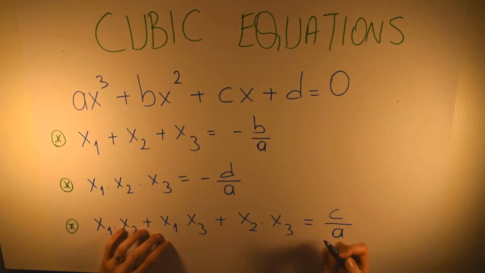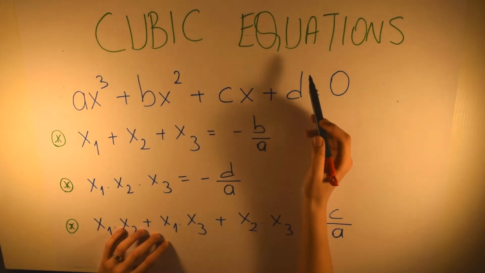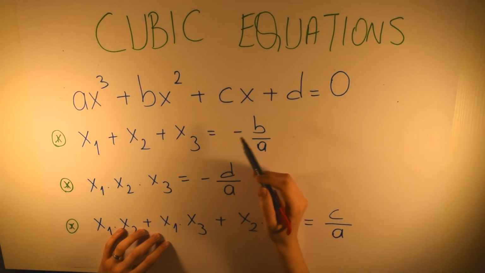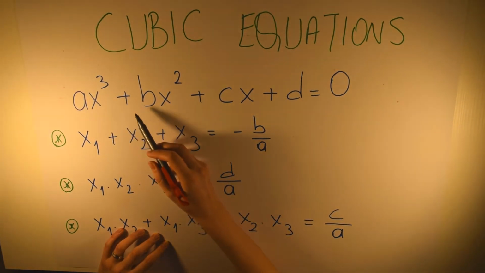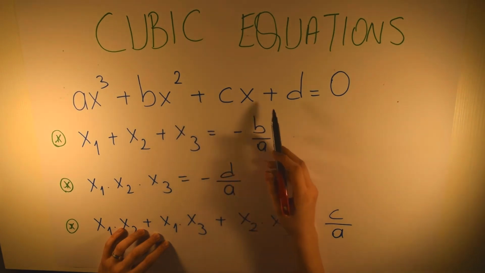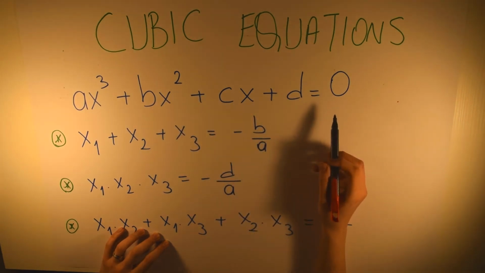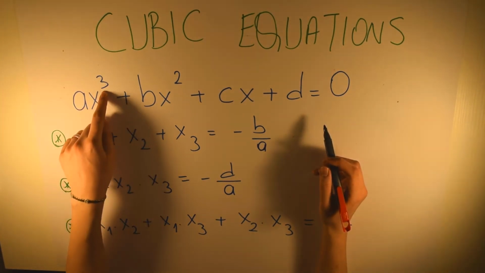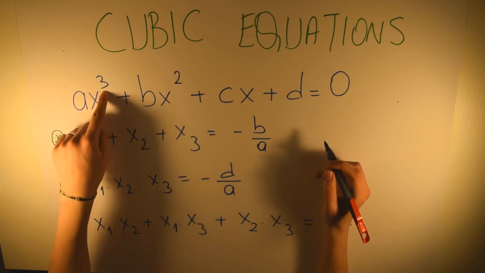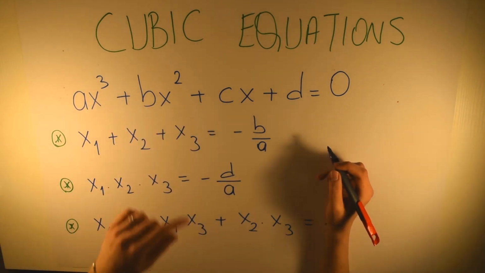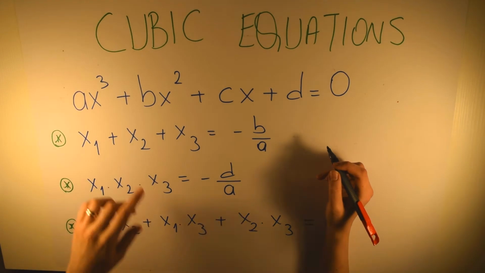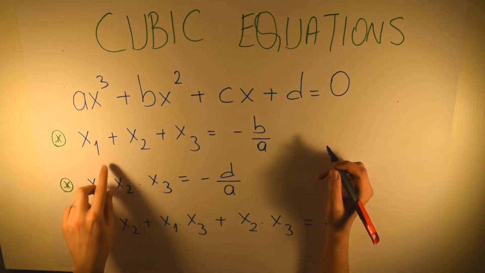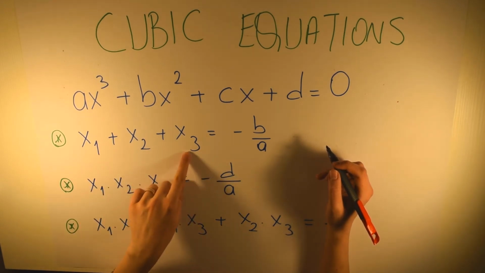Let's continue with our last subject, which is cubic equations. This is the standard form of cubic equations: ax cubed plus bx squared plus cx plus d equals 0. As you can see, the highest degree of the variable is 3, which makes this equation a cubic equation. That's why this equation has three roots, which are x1, x2, and x3.